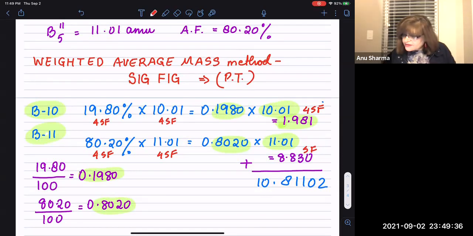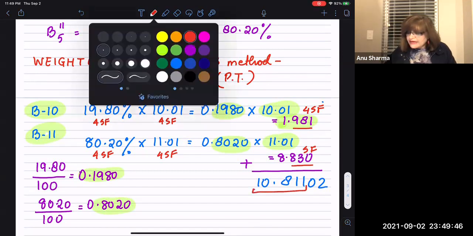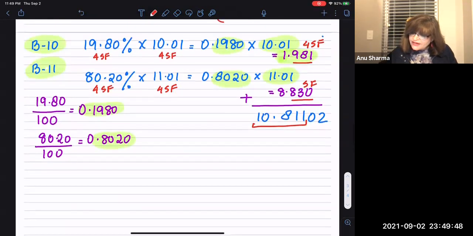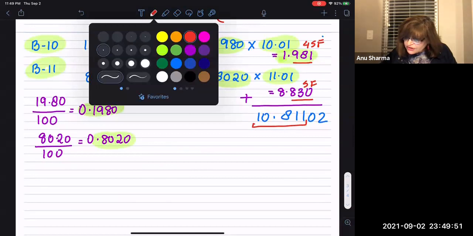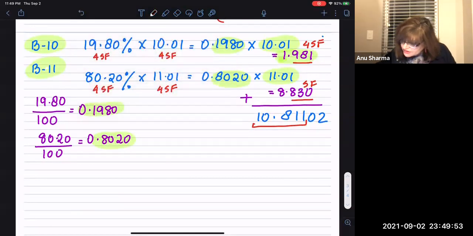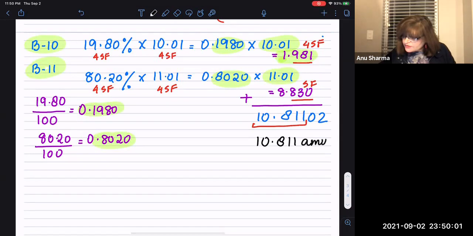Now, when you add, this is 3 places after the decimal, and this is also 3 places after the decimal. So we need to have 3 places after the decimal, because that's how adding works. Ideally your answer is 10.811 atomic mass units, 3 places after the decimal when you add.